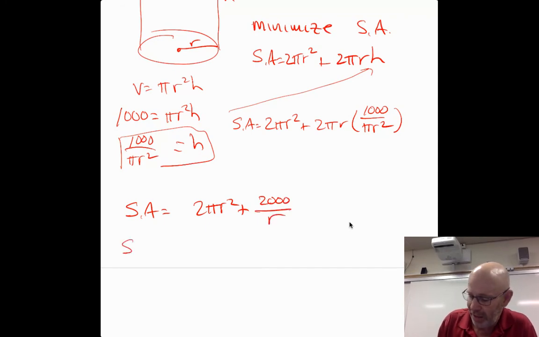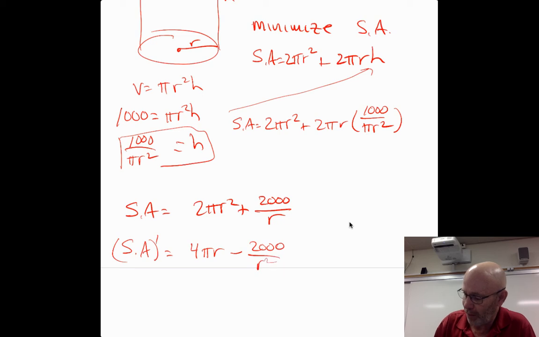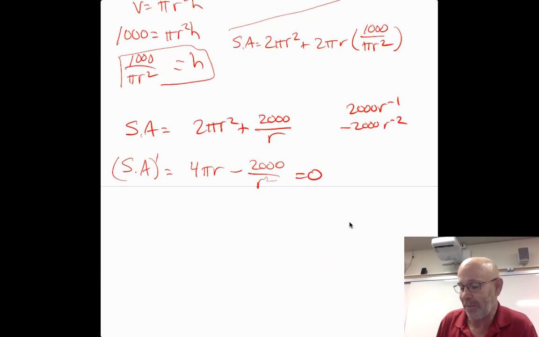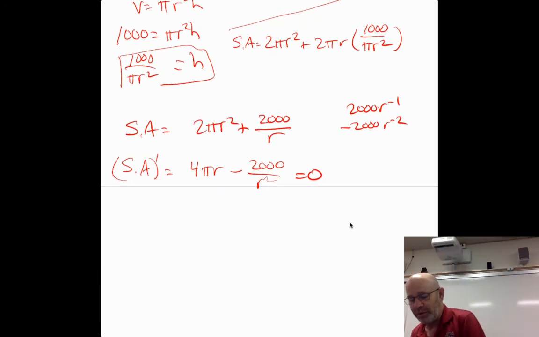So now I'm ready to take the derivative, because that's what I'm trying to minimize, the surface area. So the derivative is 4 pi r minus 2,000 over r squared. Remember that this is 2,000 r to the negative 1. So its derivative would be negative 2,000 r to the negative 2. We're going to set that equal to 0 and solve it. Find my critical points. I have to check my endpoints too, which we'll deal with in just a second.